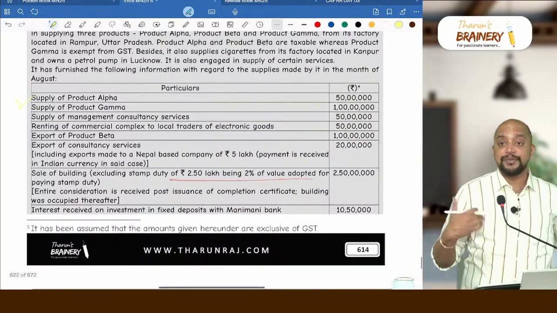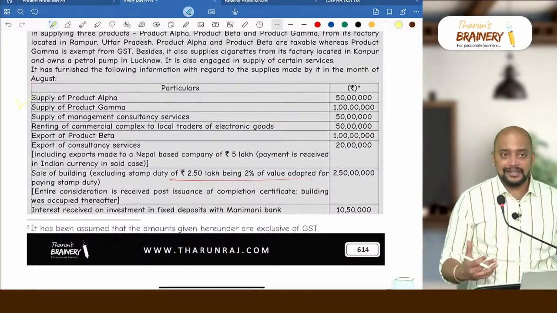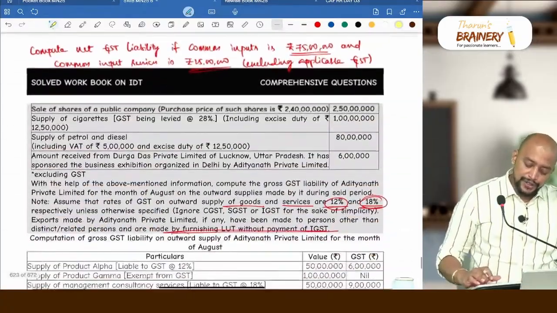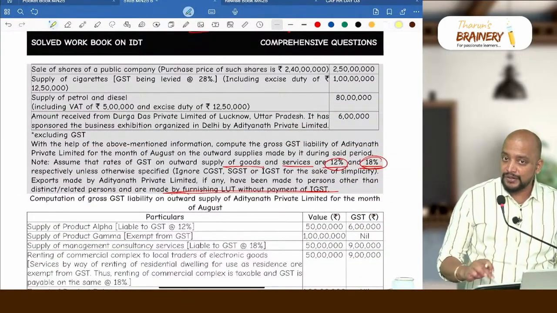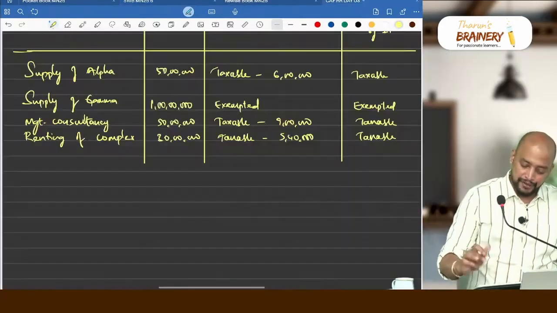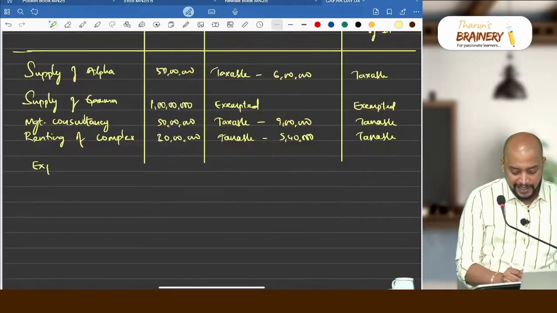Export of product beta. Product beta is taxable and it is exported. So which option are they going for? Without payment of IGST, wherever possible without payment of IGST. So therefore, export of beta.